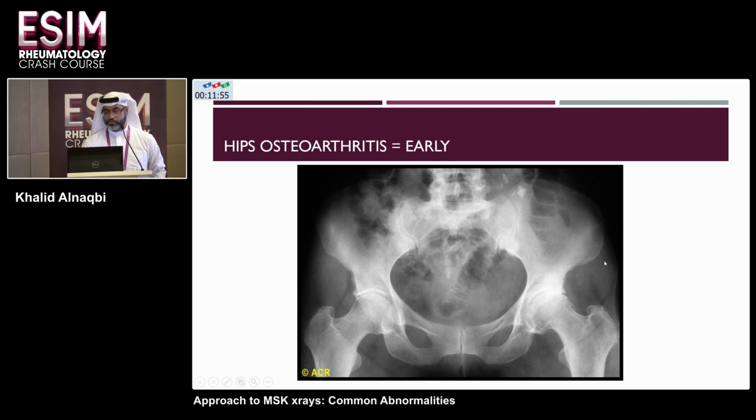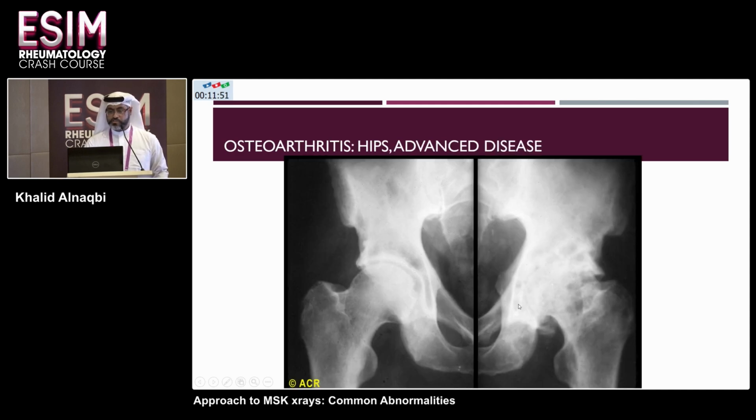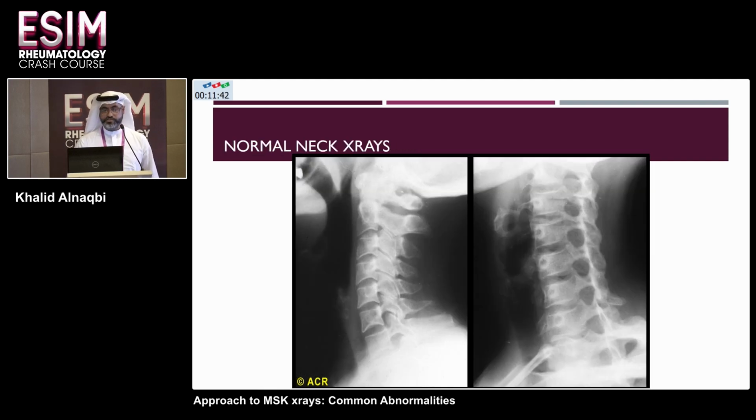Here is the very bad one, osteoarthritis in the right side. Here is another advanced one. Look at this. It's gone. Khalas. Bye-bye. No space. Khalasna. And there's a lot of sclerosis. So this requires replacement.